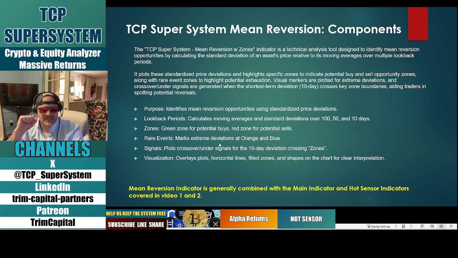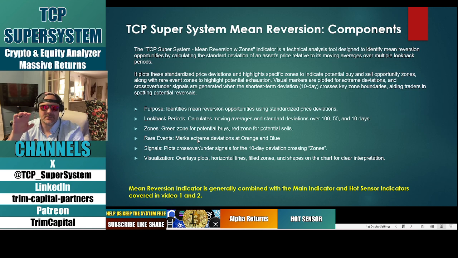We're going to see some extreme zones, or what we would call our rare events. Those are going to be in hashed lines, orange and blue, top and bottom. And we'll show you how to leverage those extreme zones in the video later today. And then also you'll see some crossovers, which are really based on the 10-day, just for the short-term price action to give us a gauge. And we'll talk through all that in just a minute. So that's it in short.